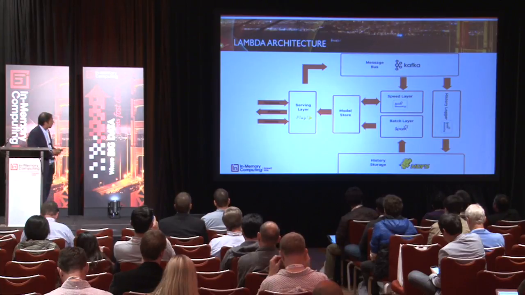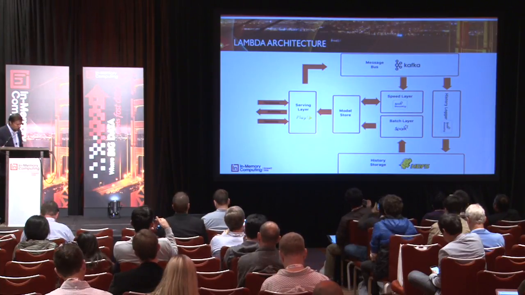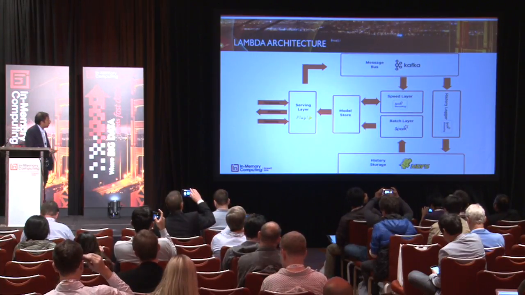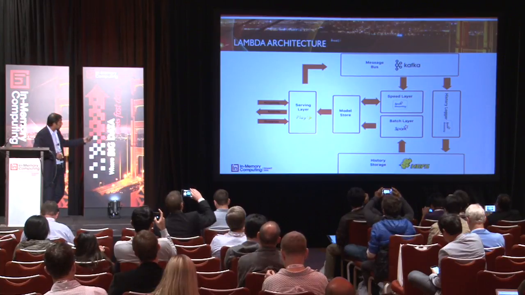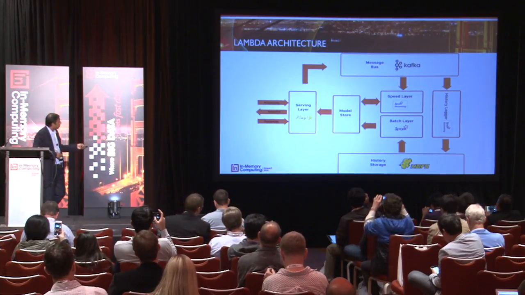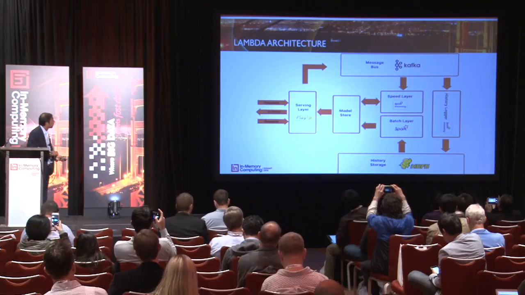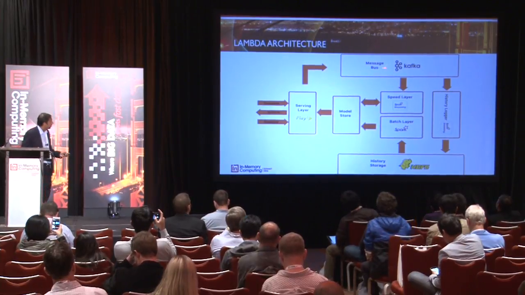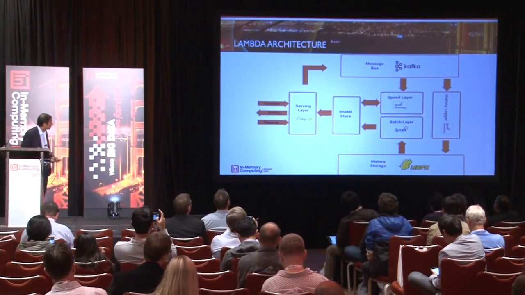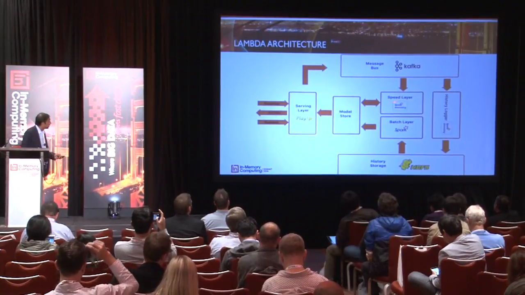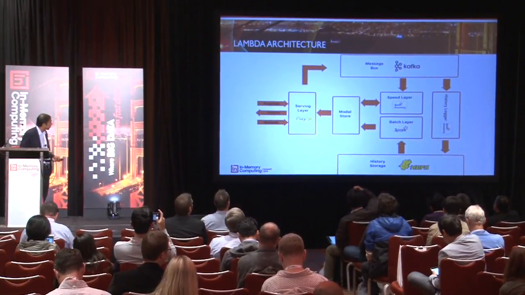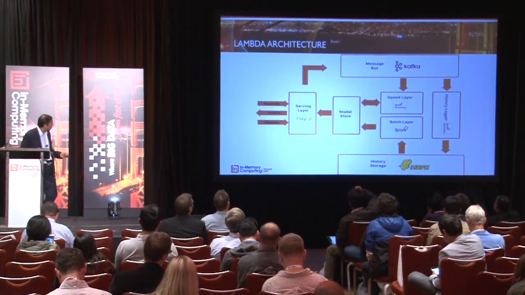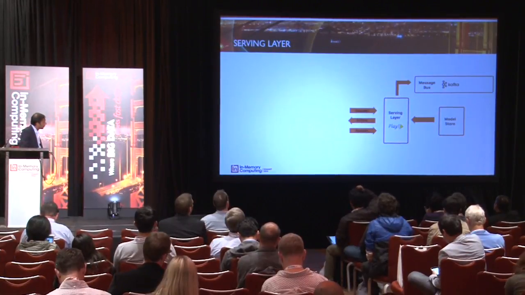So this is the Lambda architecture that we have. Of course, there are some missing pieces; I only put the important pieces in here. Kafka is the message bus. There's a speed layer, there's a batch layer, and there's a serving layer. We'll look at each of these in a little more detail.